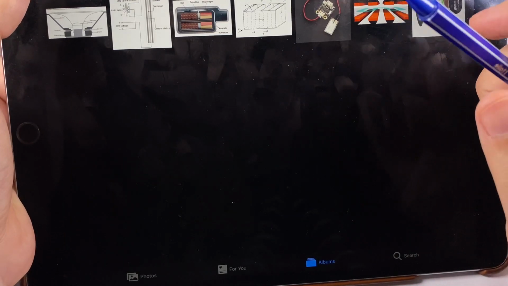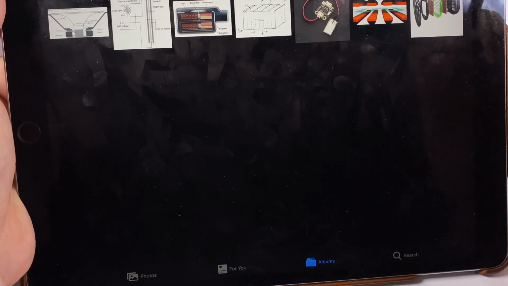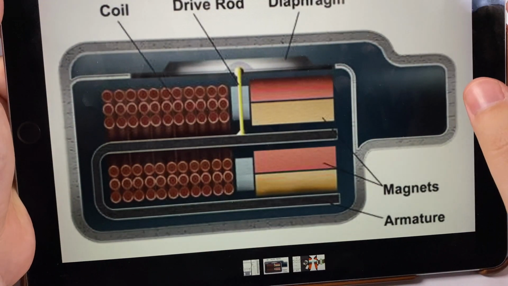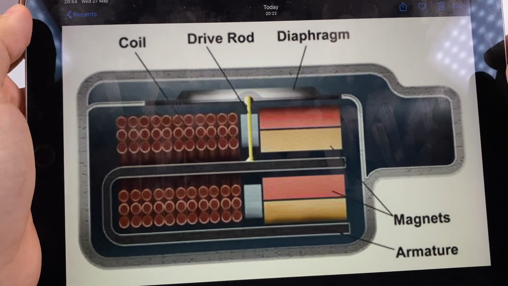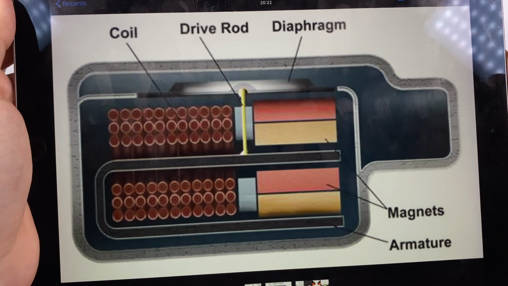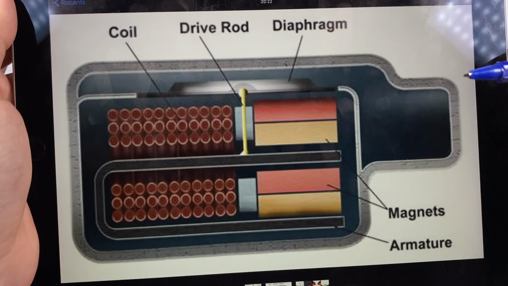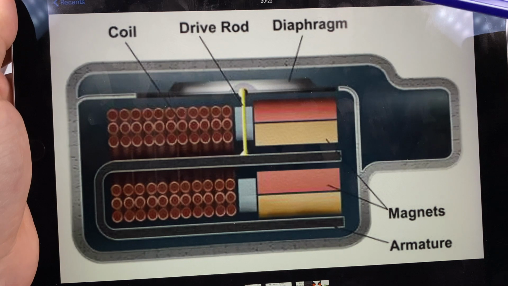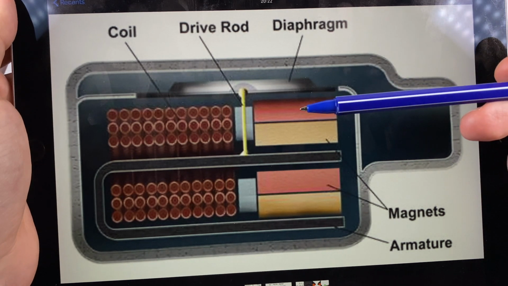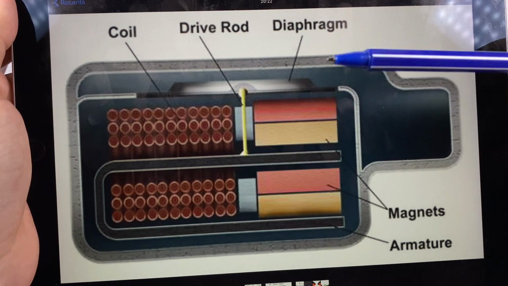Second, and often used in the in-ear monitor schema, is of course the balanced armature driver. It's pretty simple, and actually it's close to the dynamic driver, but there is a slight difference.